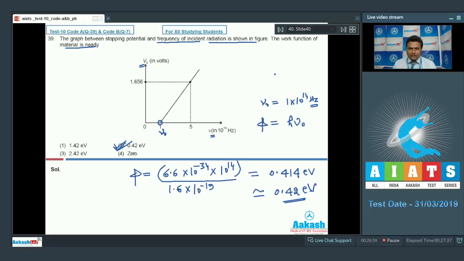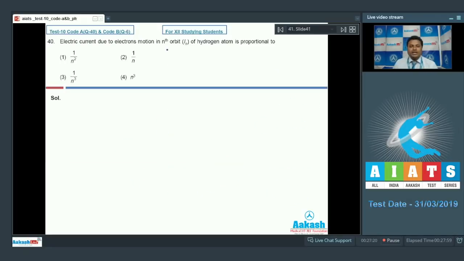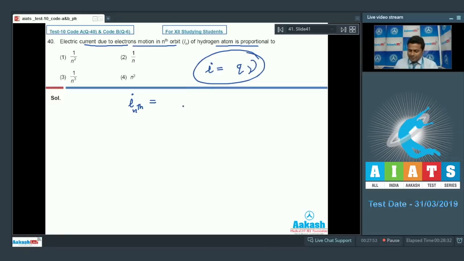Now let us proceed to the next question, that is question number 40. The electric current due to electron motion in the nth orbit of hydrogen atom is proportional to what? We know very well the electric current due to motion of a revolving charge is given by I equals Q into nu, where Q is the charge and nu is the frequency. Now for a revolving electron, I nth, where n is the orbital number, will be the electronic charge multiplied by the frequency of the revolving electron in the nth orbit, nu nth.